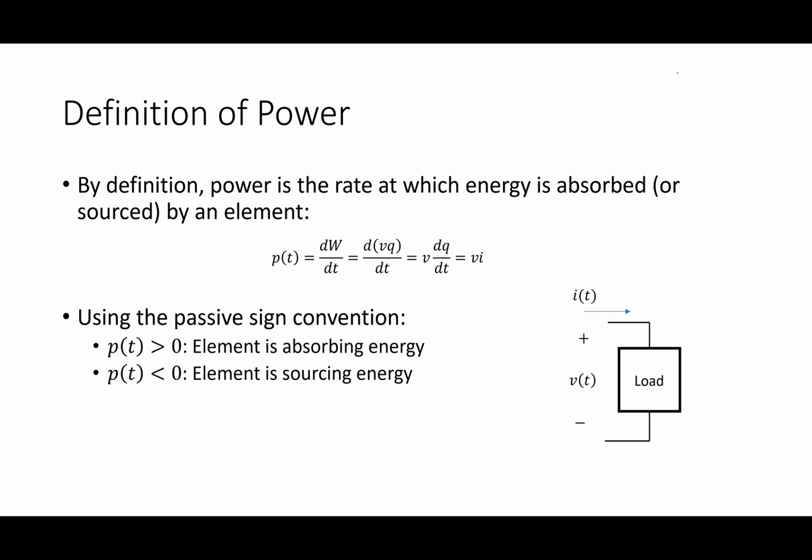V of t and I of t are written that way. P of t, just as I have it written there, we call this instantaneous power, and we are not going to deal with that much. It's telling me how much power I have at any given point in time. V of t times I of t is instantaneous power. Whenever that's positive, the load's absorbing energy. Whenever it's negative, it's sourcing energy. Energy's flowing out of it. You're not going to deal with that concept a whole lot.